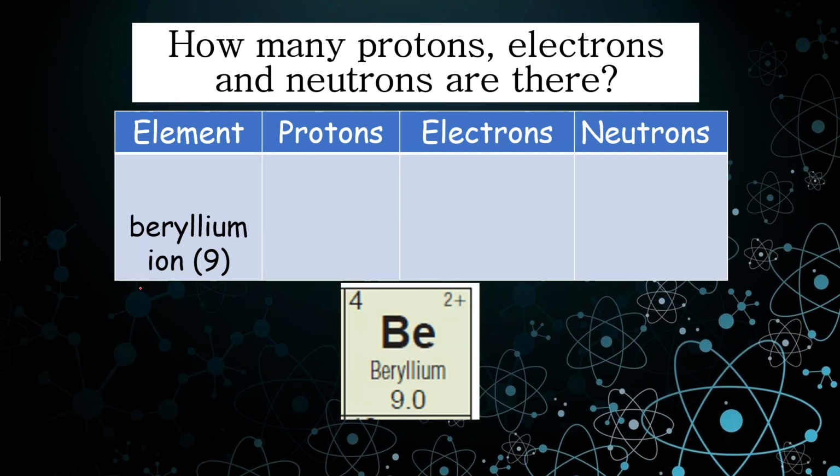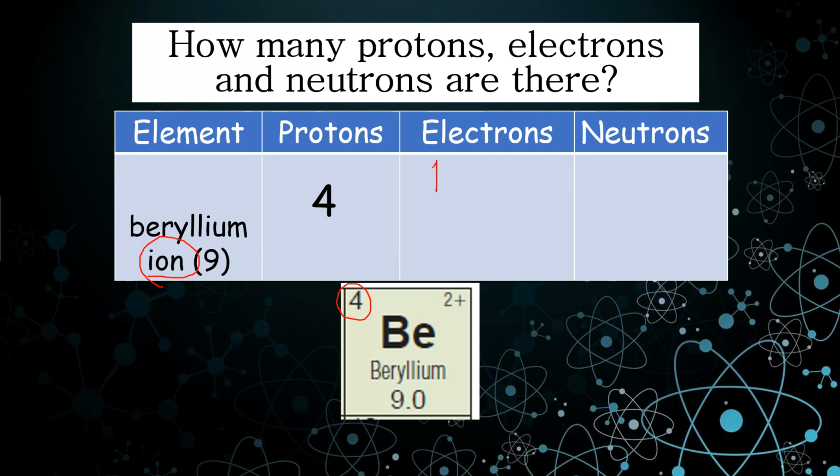I'll try that again. Beryllium ion. Ooh, that got exciting. So we have an ion here. So that tells me that my protons and my electrons are not equal. Number of protons always comes from up here in this corner, the atomic number, which is 4. My number of electrons is going to be different because I have different numbers.